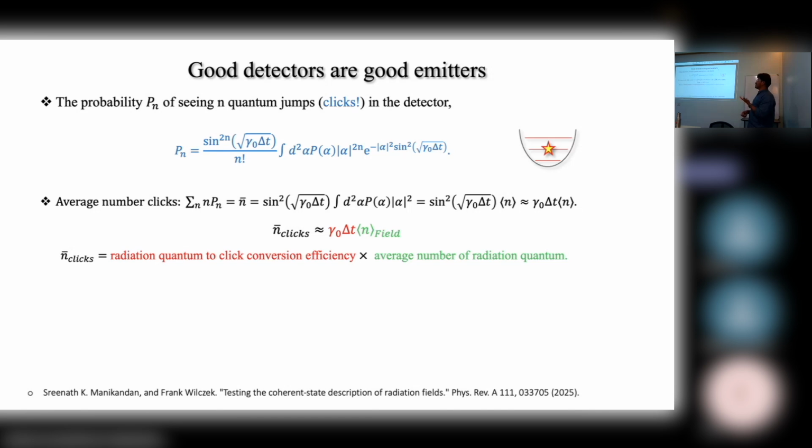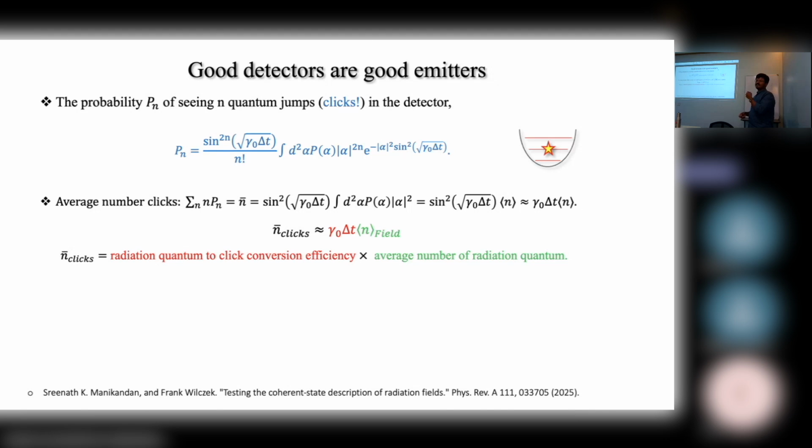If we compute the mean, the average number of clicks (I will call these jumps on the detector clicks from now on), it is the sum over n P_n essentially, and we find that it is gamma naught delta T times the average number of quanta in the radiation field. So this is an interesting point. This identifies gamma naught delta T as the quantum-to-click conversion efficiency for our detector. There is one parameter that describes it, gamma, the spontaneous emission rate of the detector for the radiation quantum we want to detect.